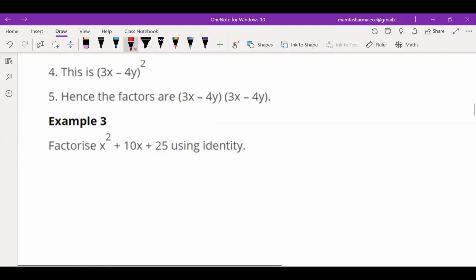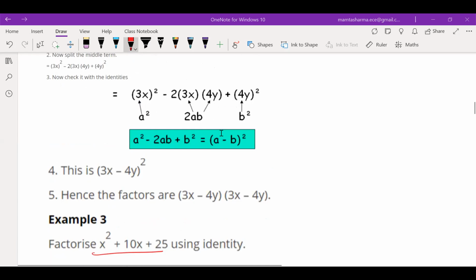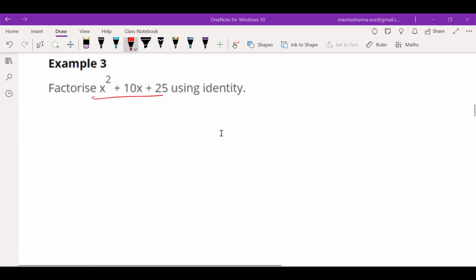Okay, now do this question. x square plus 10x plus 25 using identities. Do it fast and tell me your answers. Type your answer in the chat box. Shubhra, did you find where you made the mistake? No need to write directly 3x plus 4y. Check the middle term also.